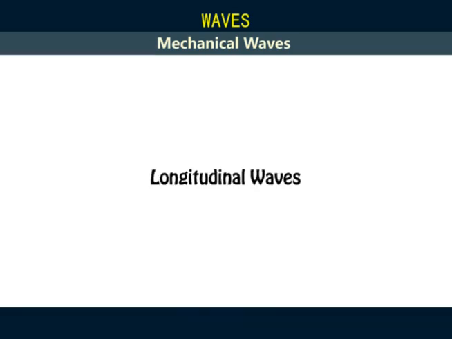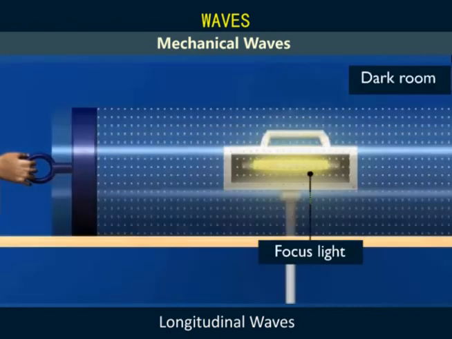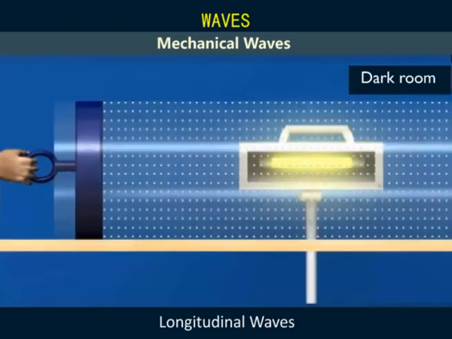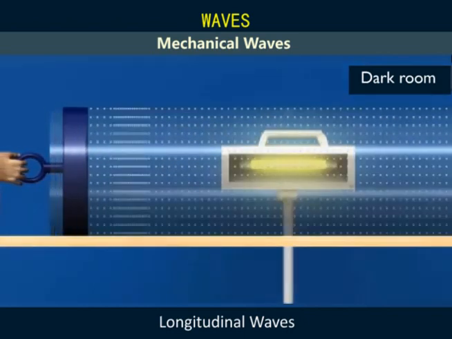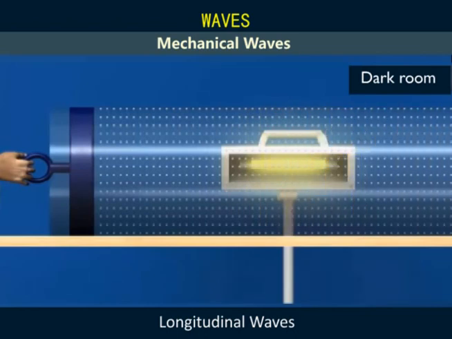Next, longitudinal waves. Now, consider air with lots of dust particles trapped inside a glass tube with a piston. The tube is placed in a dark room with a focus light behind the tube. When the piston is pushed into the tube with a jerk, we see the dust particles near the piston are compressed and form a band. This is due to an increase in air pressure created by the piston on the particles. This compression band moves to the other end of the tube as a pulse and dies down.